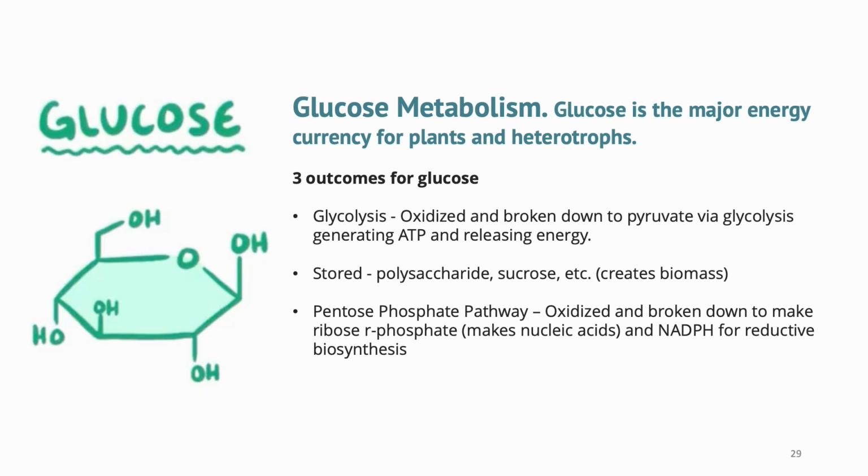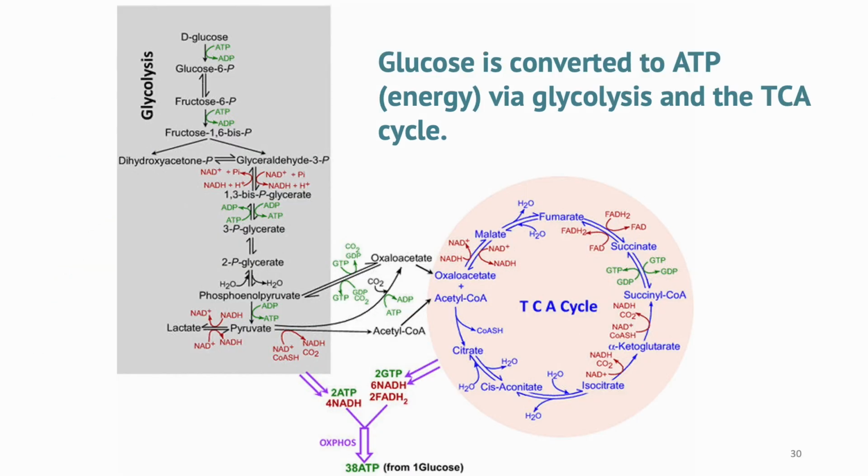It can get a little confusing, carbon source for biomass or carbon source for energy. Glucose metabolism is the major energy currency for plants and heterotrophs. There are three outcomes for glucose. It could undergo glycolysis to generate ATP and release energy. It could be stored to build biomass, in the form of polysaccharides or sucrose, or it can end up in the pentose phosphate pathway, where it's oxidized and broken down to make ribose-5-phosphate and make nucleic acids, and NADPH for reductive biosynthesis.